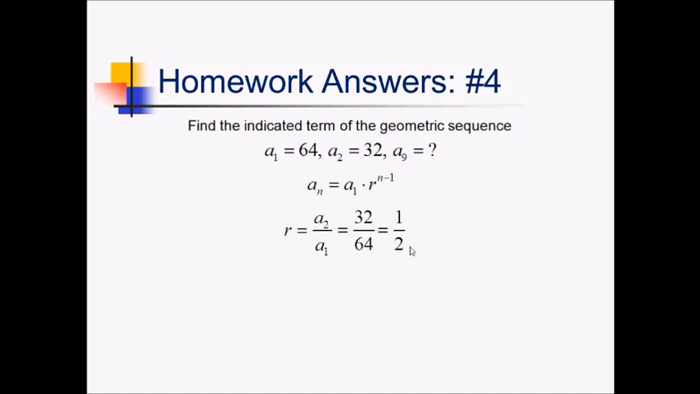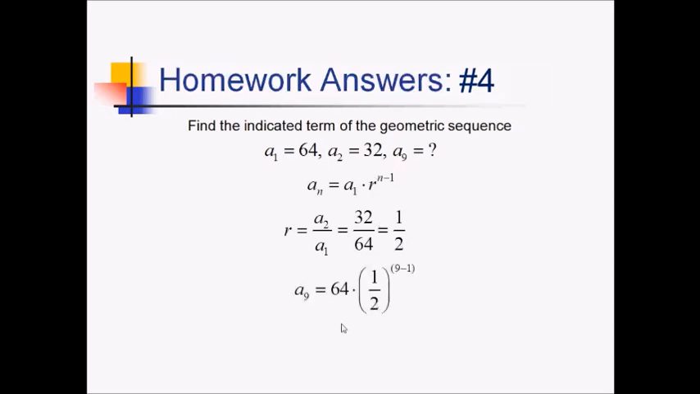So plugging that in with my first term now, I have 64 times the r value 1/2 raised to the power of 9, because we want the 9th term, minus 1. And you could use a calculator for this. Now, I happen to know that 1/2 to the 8th, that's really 1 over 256, and 64 over that is 1/4.